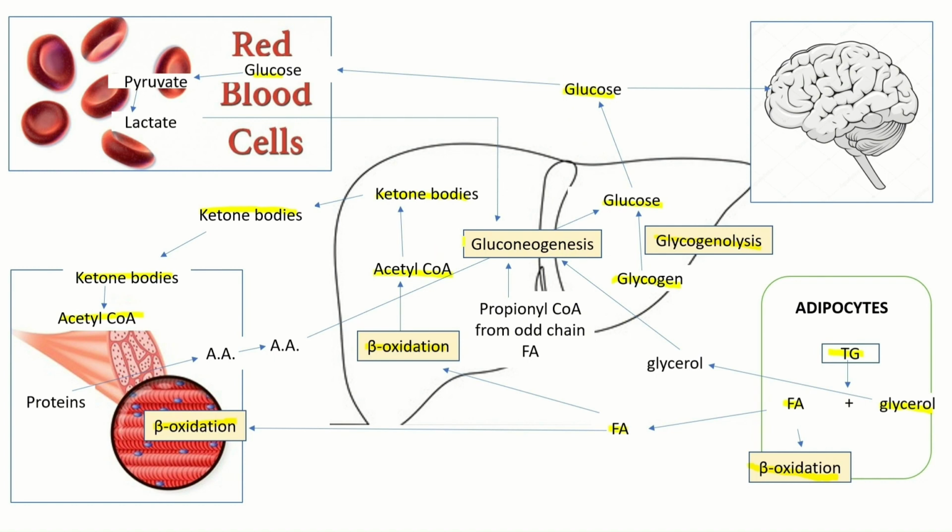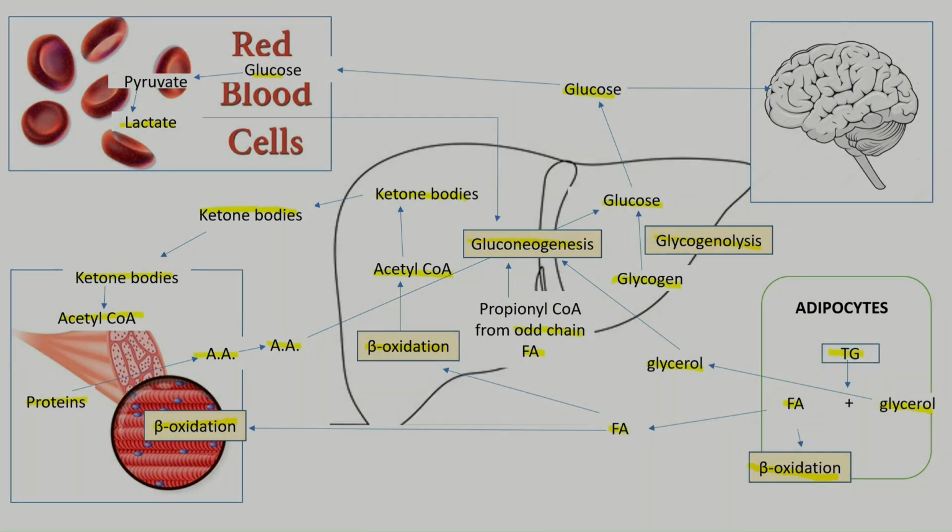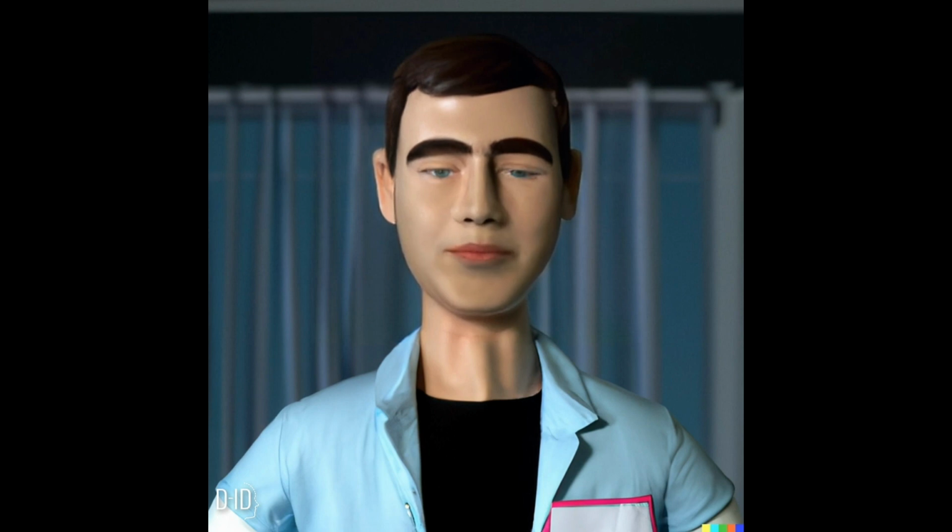In the second process, called gluconeogenesis, glucose molecules are derived by the liver from non-carbohydrate sources, like glucogenic amino acids via protein breakdown, glycerol from fat hydrolysis, lactate via anaerobic glycolysis, and odd-chain fatty acid metabolism. This concludes our session on starvation state. I hope the overview was helpful.